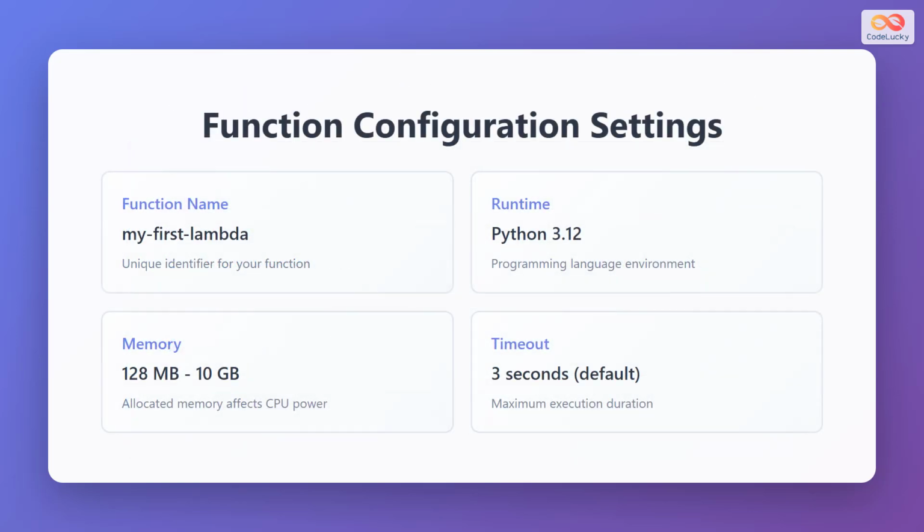When configuring your Lambda function, you need to specify several important settings. The function name should be unique and descriptive, for example, my first Lambda. Next, select a runtime, which is the programming language environment. Popular choices include Python 3.12, Node.js, or Java. Memory allocation can range from 128 megabytes up to 10 gigabytes. The amount of memory you allocate also affects the CPU power available to your function. Finally, set a timeout value, which defaults to 3 seconds. This is the maximum duration your function is allowed to run before Lambda terminates it.